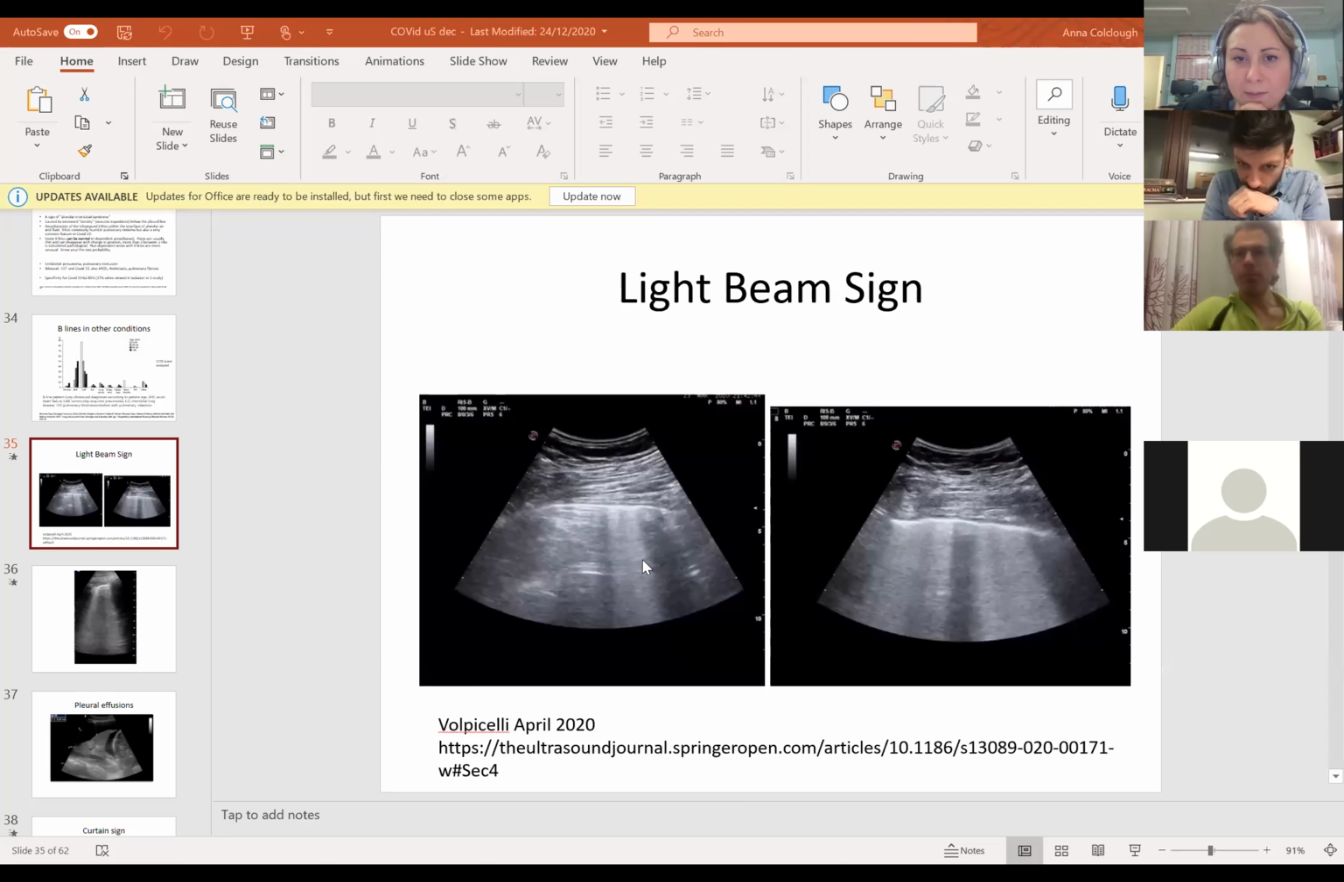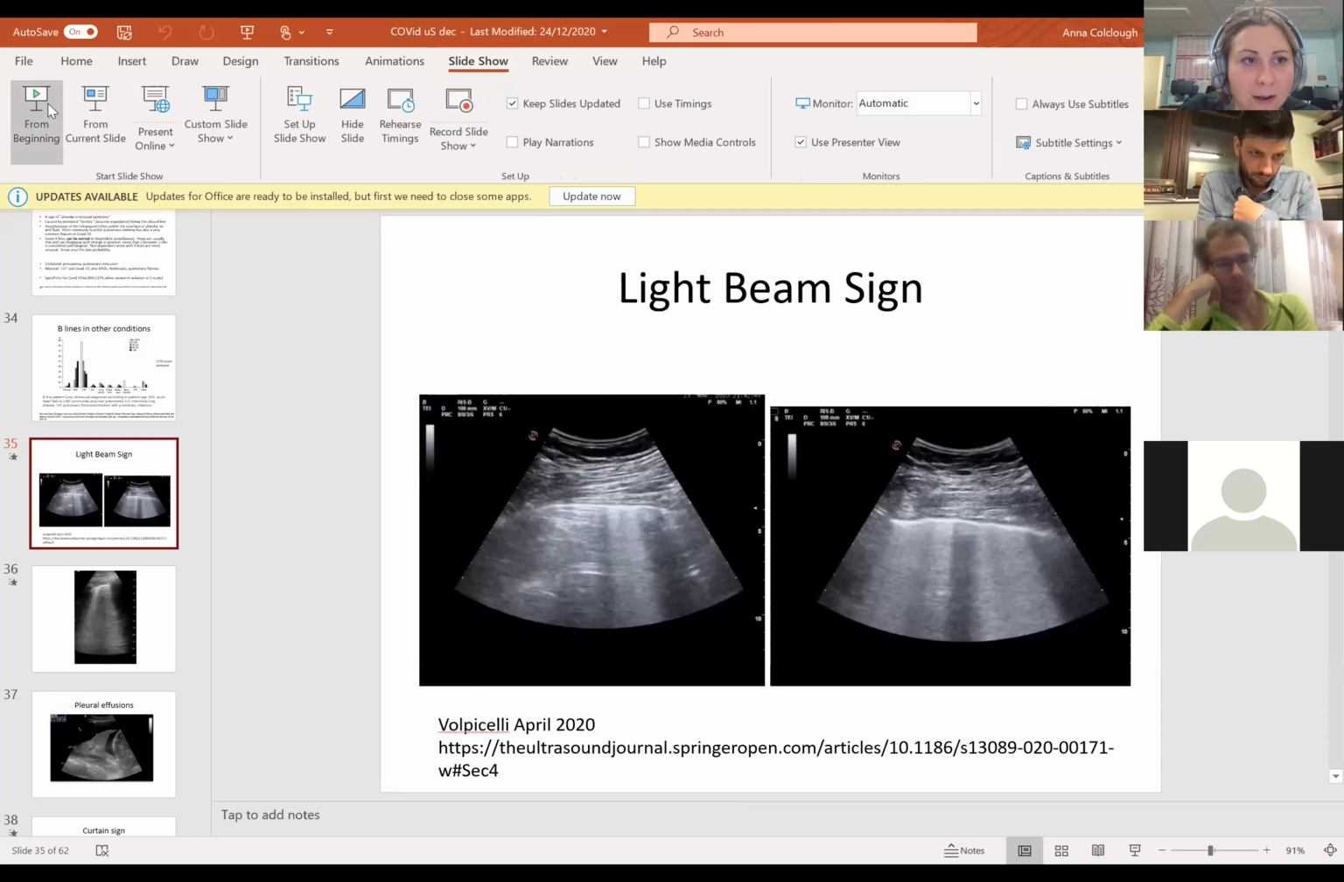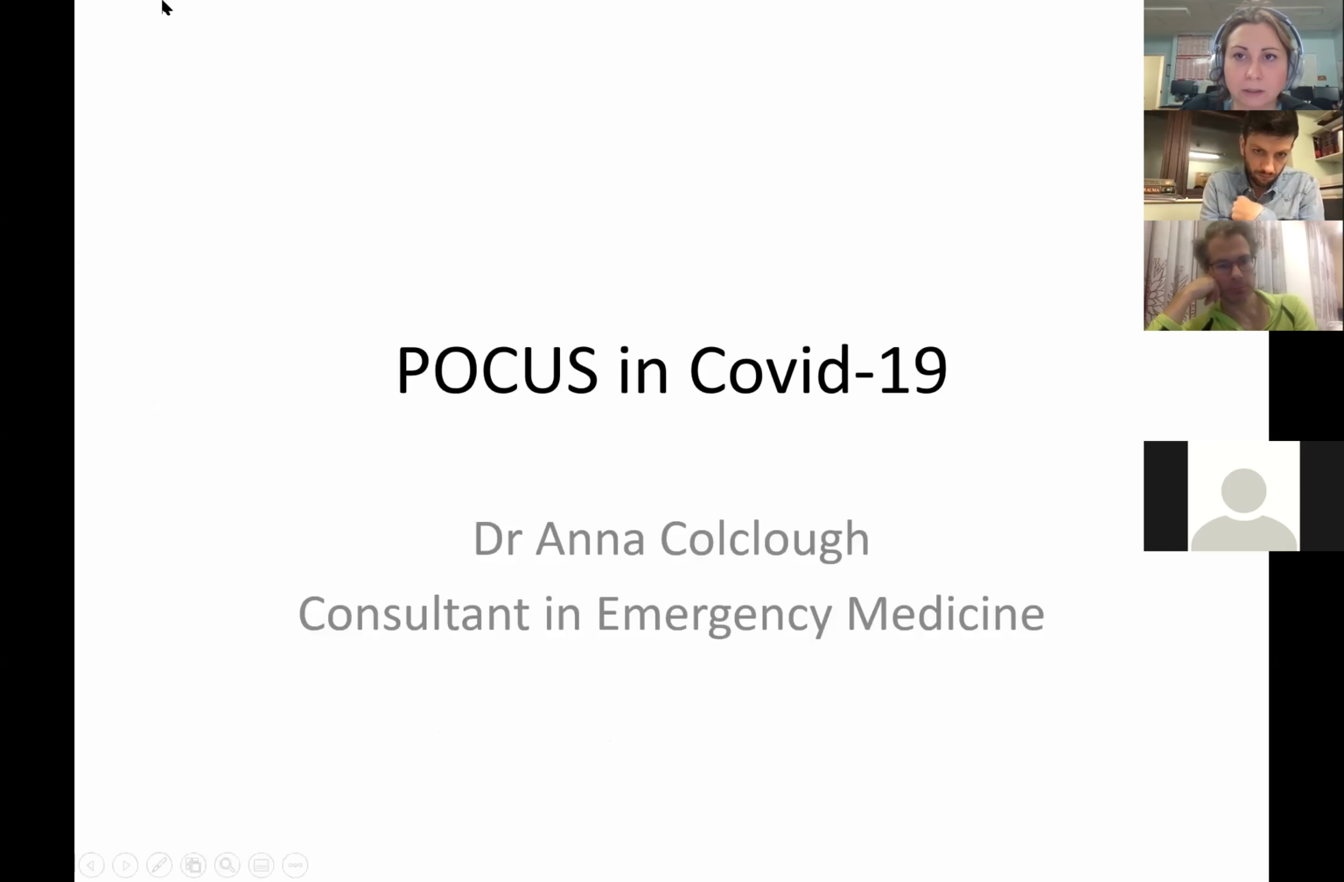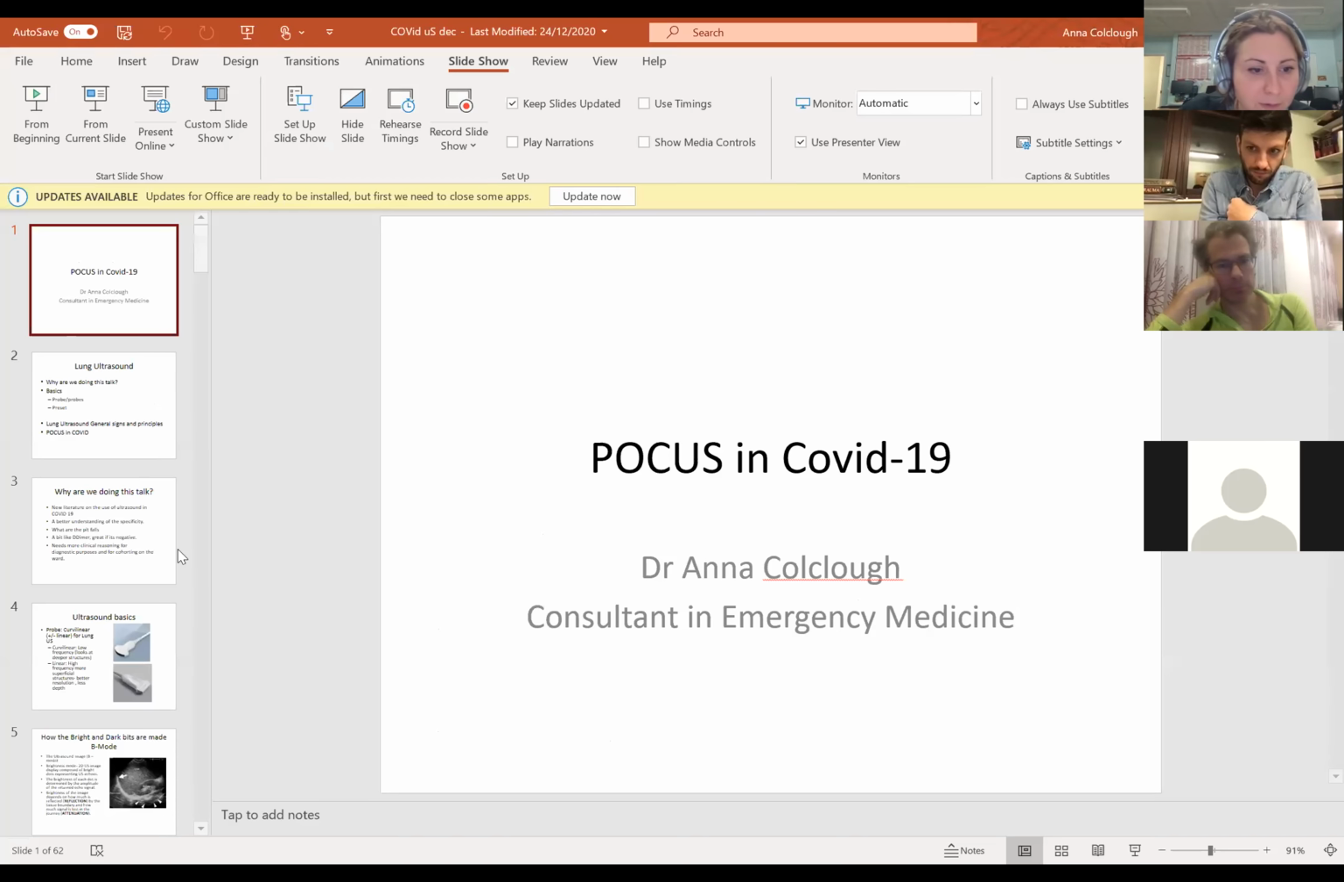So he brought up this principle of the light beam sign. Now we use the term light beam for describing big B lines anyway, but what he means, oh sorry, recording still.